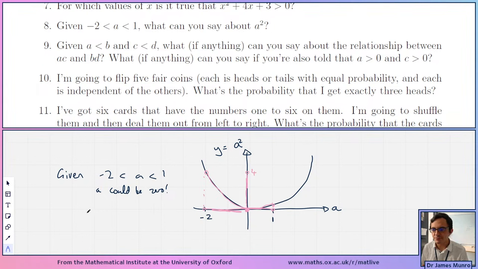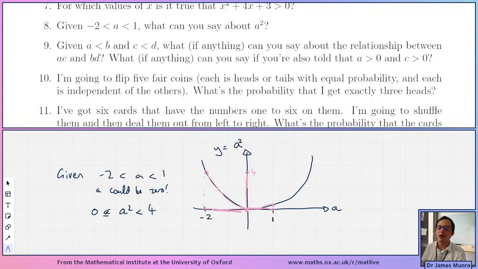But not minus 2. So I suppose I can say that a squared is bigger than or equal to 0, and it's less than 4. I don't think I can say any more than that. It could be anything in that range, or it could be 0. It's maybe a little bit weird that the interval to start off with here just had less than signs, not less than or equal to signs. But the a squared interval has this less than or equal to sign in. Like it's not just the numbers that you have to think about, it's the nature of the signs. This is pretty tough.